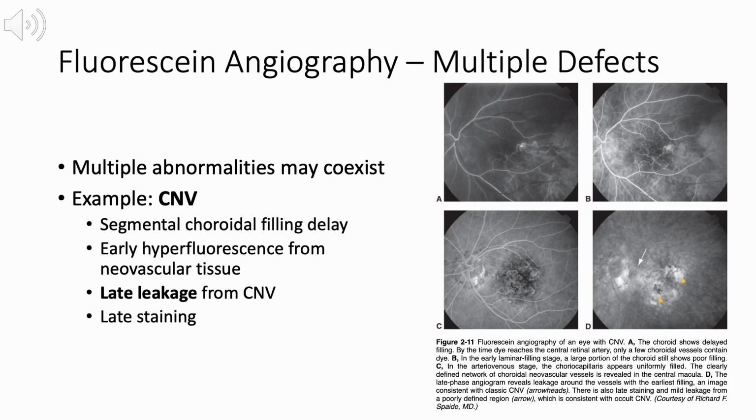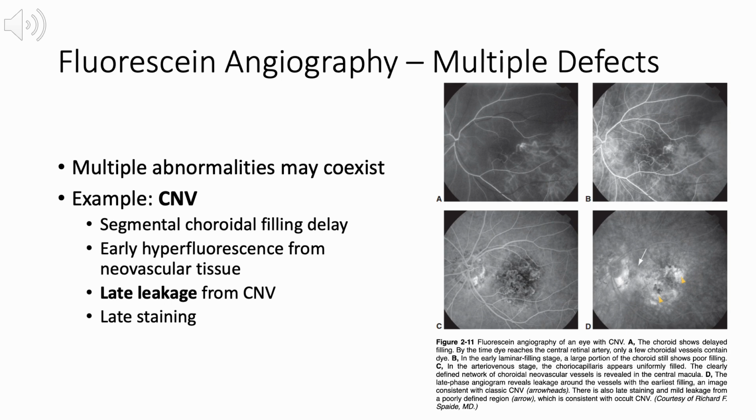As the study progresses, this is followed by late leakage from the choroidal neovascularization, and in some cases, areas of late staining are also present, reflecting dye retention within associated tissue components. The accompanying angiographic sequence illustrates these combined findings.